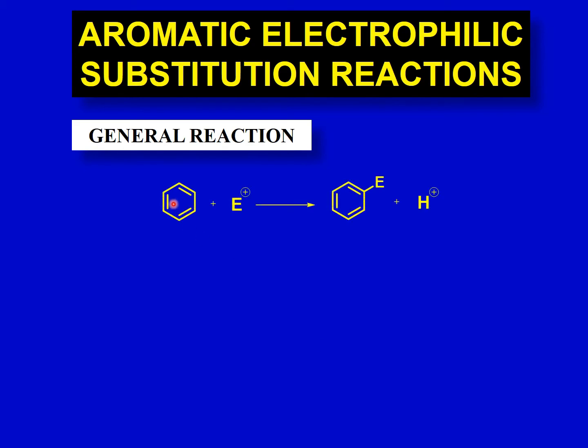So we have this benzene ring. It's an aromatic ring and it reacts with an electrophile. The electrophile usually has a positive charge or it may be neutral but electron deficient. But in this case, we have mentioned it with a positive charge.